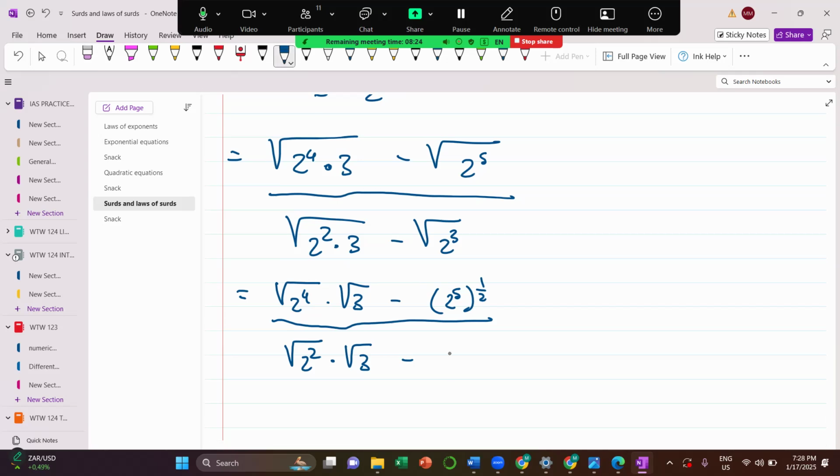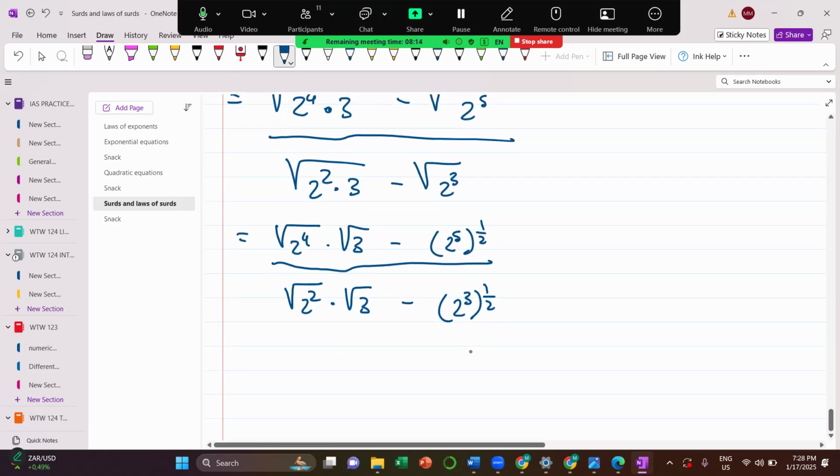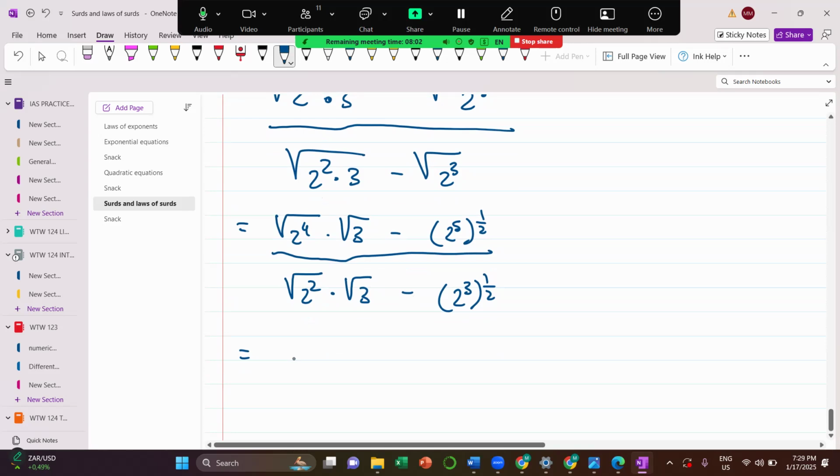So I'm going to have 2 to the exponent of 3 all to the exponent of what? 1 over 2. So now check. When I simplify this thing, 2 to the exponent of 4 all to the root of this, it's just going to be what? You can put it in your calculator and say root of 2 to the exponent of 4. Check how much it gives you. It's giving you an answer of what? 4. So you have 4 root 3 minus 2 to the exponent of what? 5 over 2, right?